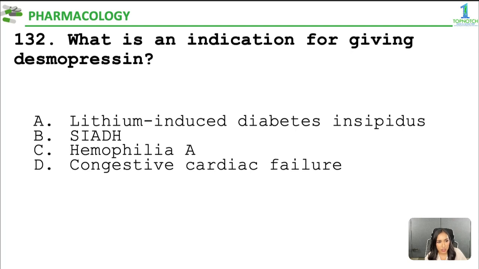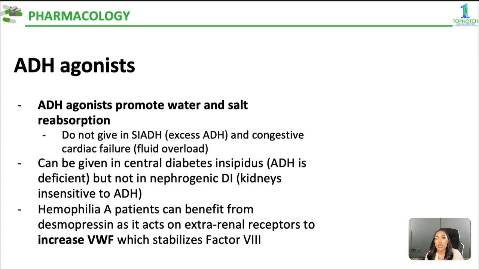132. What is an indication for giving desmopressin? And the answer is hemophilia A. Okay, let's discuss. ADH agonists. ADH agonists promote water and salt reabsorption.